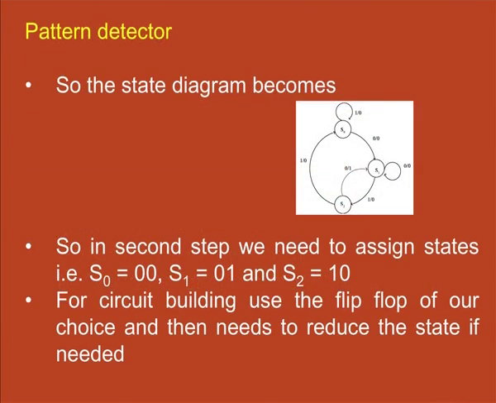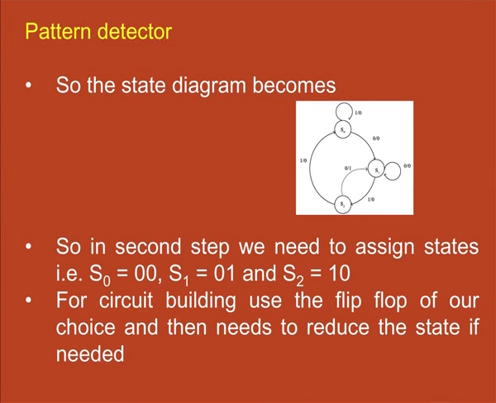So, now that we know the flow of the input and output condition across the different states, we can draw the state diagram, and here in this slide we have drawn the state diagram between S0, S1 and S2, and the arrows show the flow from one state to another depending on the input and output condition. So, this is the first step.